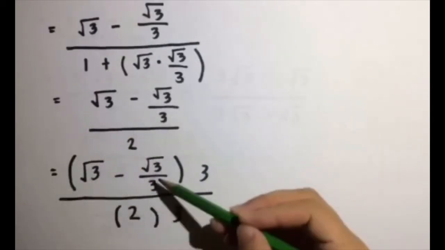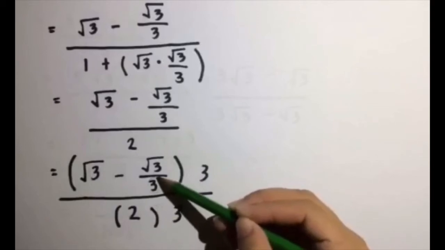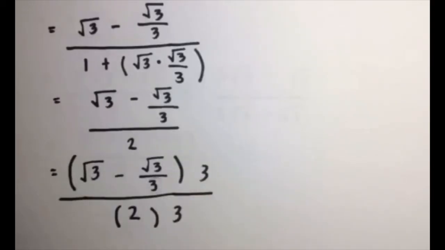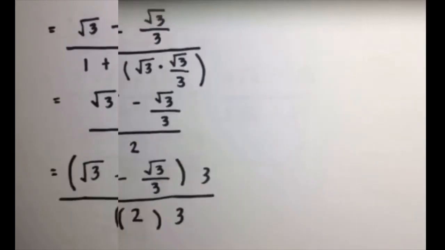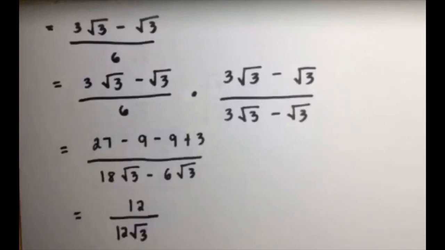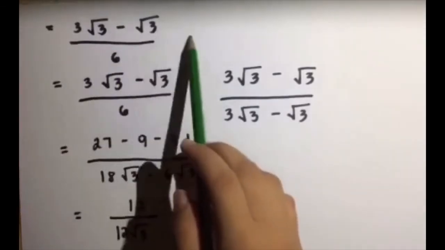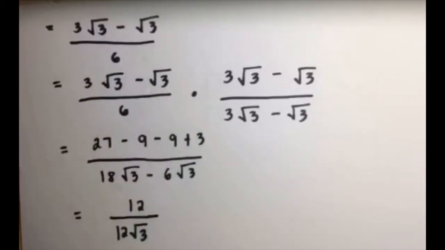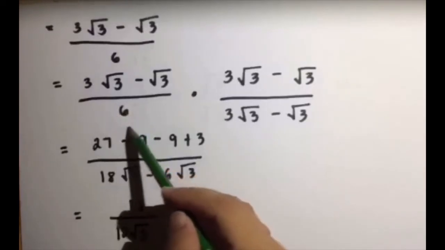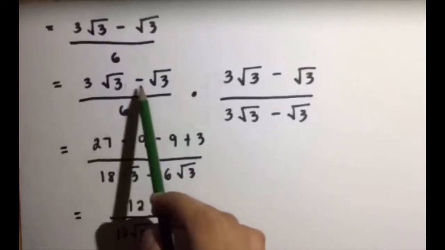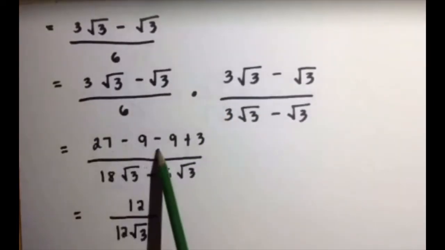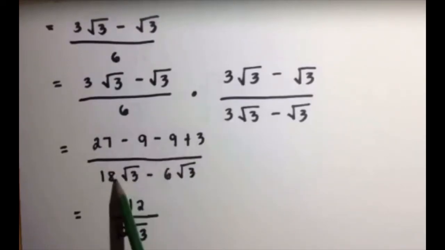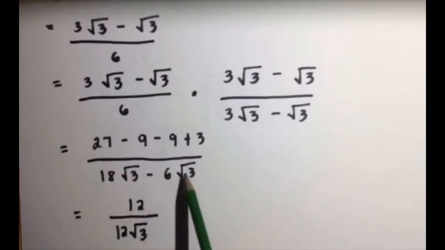Now, since we have a fraction here, we need to get rid of the denominator so we can easily solve the problem. We can multiply both numerator and denominator by 3. The answer will be 3 the square root of 3 minus the square root of 3 divided by 6. Now, just like what we did in addition of tangent, we need to multiply it by the conjugate of the denominator, which is 3 the square root of 3 minus the square root of 3. So, the answer will be 27 minus 9 plus 3 divided by 18 the square root of 3 minus 6 the square root of 3.